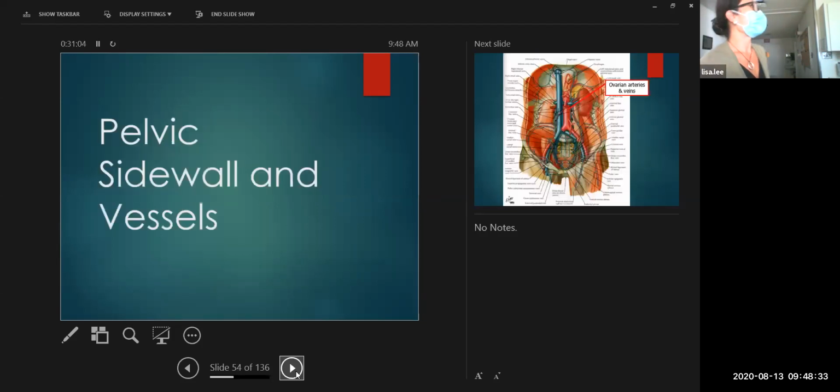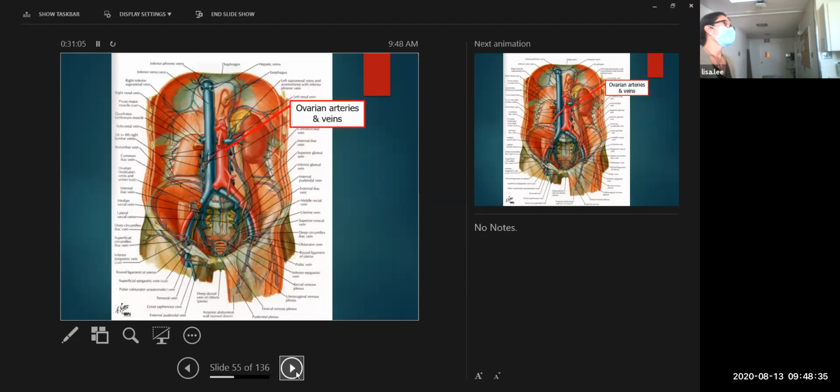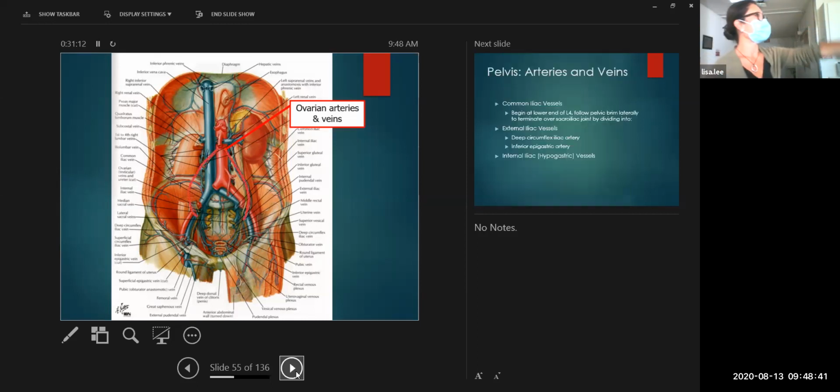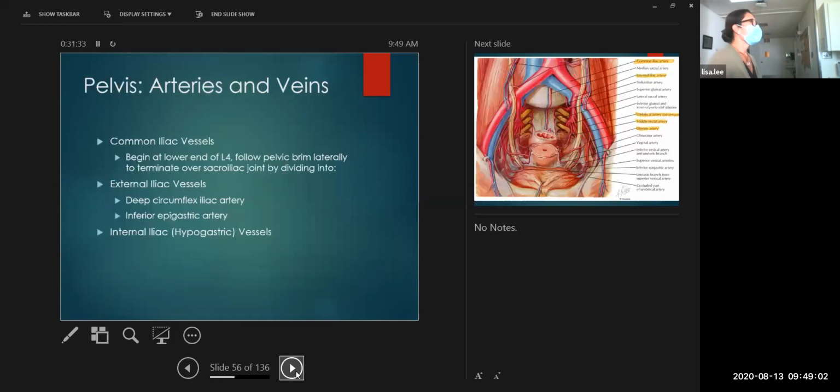Okay, let's talk a little bit about pelvic sidewall and vessels. We're just going to go through the pictures, right? So ovarian arteries and veins, we know they're coming off there. They go through that ligament we call the infundibular pelvic ligament, or the suspensory ligaments of the ovary. Do you notice how you don't see IP ligament anywhere on this picture labeled? No, you don't. I spent a long time trying to find that name, but it's not in the book. At any rate, ovarian arteries and veins.